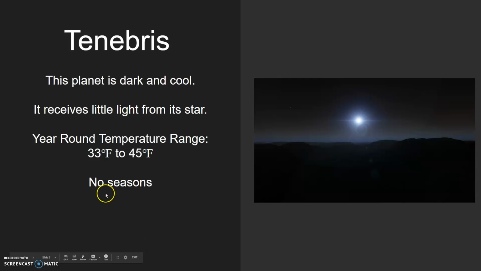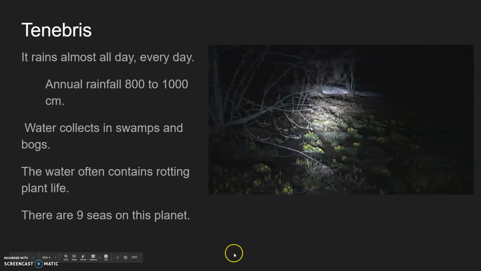The year-round temperature is between 33 and 45 degrees Fahrenheit, and the planet has no seasons. It rains almost all day, every day on Tenebris. The annual rainfall is between 800 and 1,000 centimeters. The water collects in swamps and bogs. Unfortunately, this water often contains rotting plant life and may not be fit to drink. There are 9 seas on this planet.